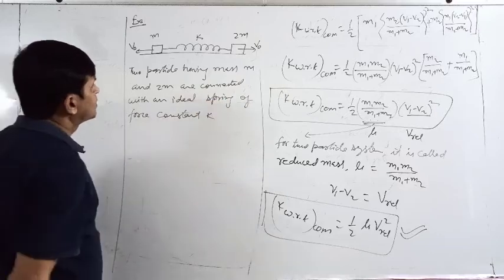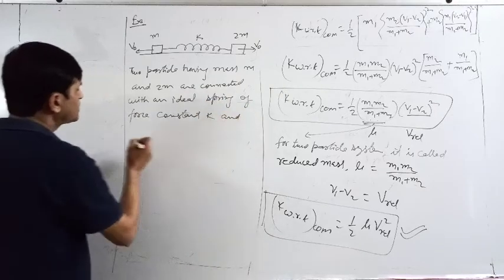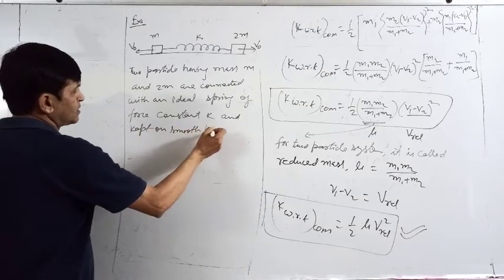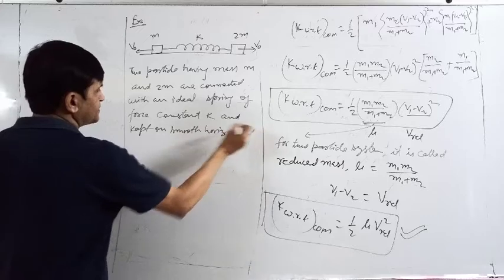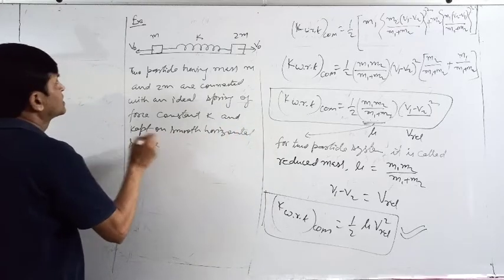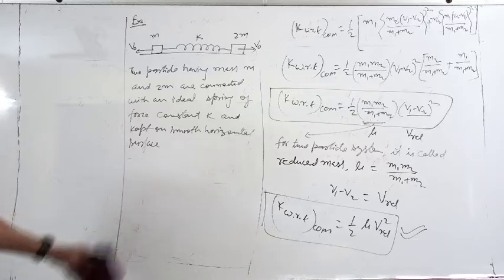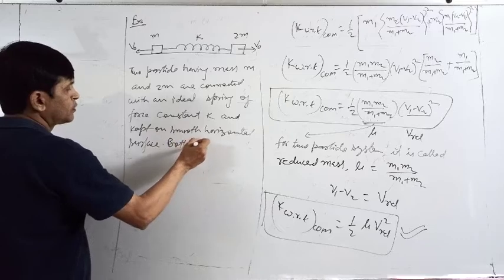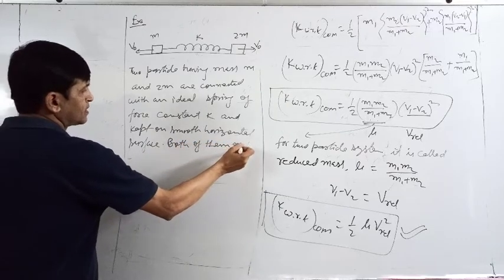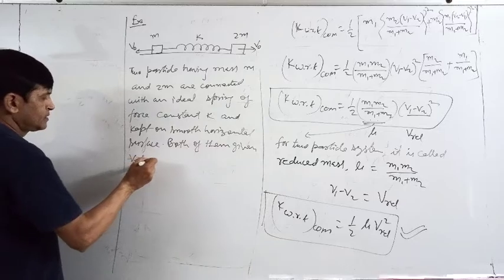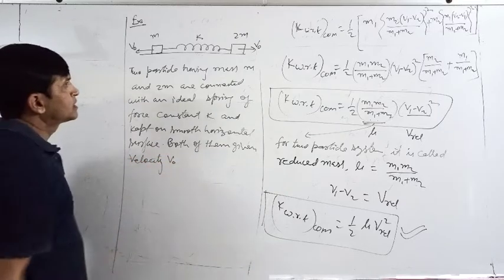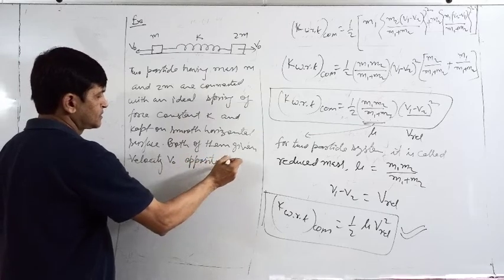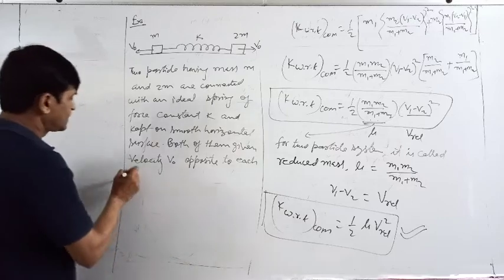Connected with an ideal spring of force constant K and kept on a smooth horizontal surface. Both the particles are given velocity v naught opposite to each other.